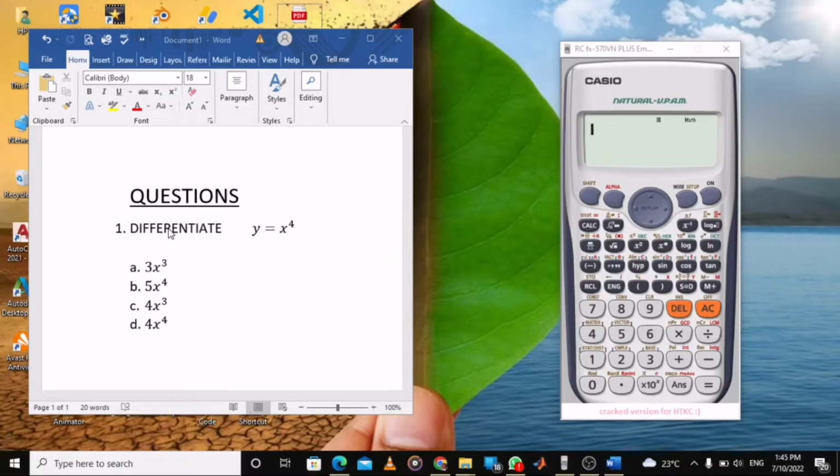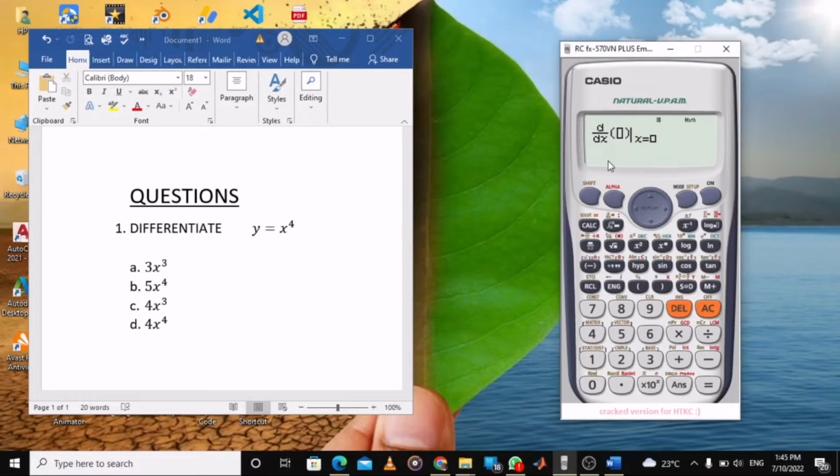Well, maybe I've forgotten how to differentiate, but I have my calculator, and my calculator can help me do that. So take your calculator, let's go. The first thing you need to do is press Shift and this key. When you press shift and this key, this is going to appear on the calculator.